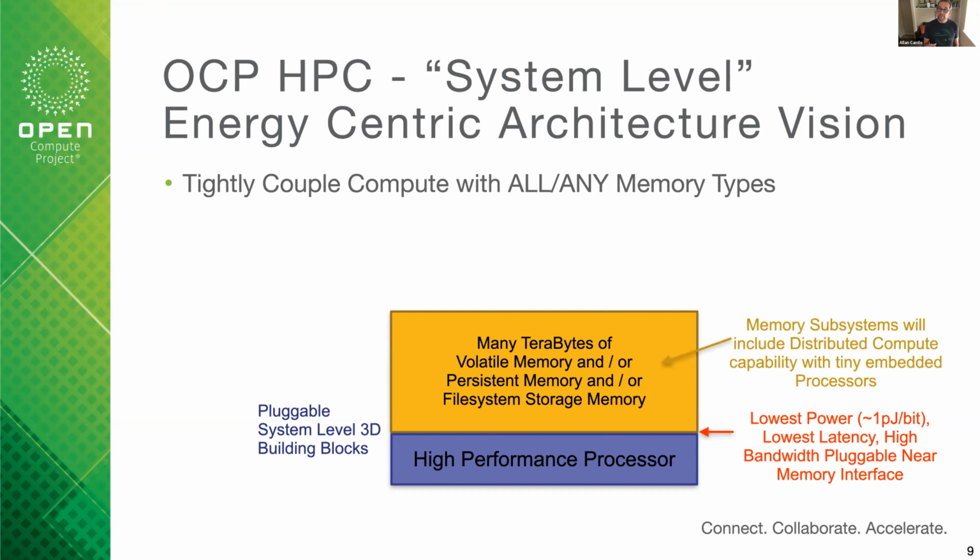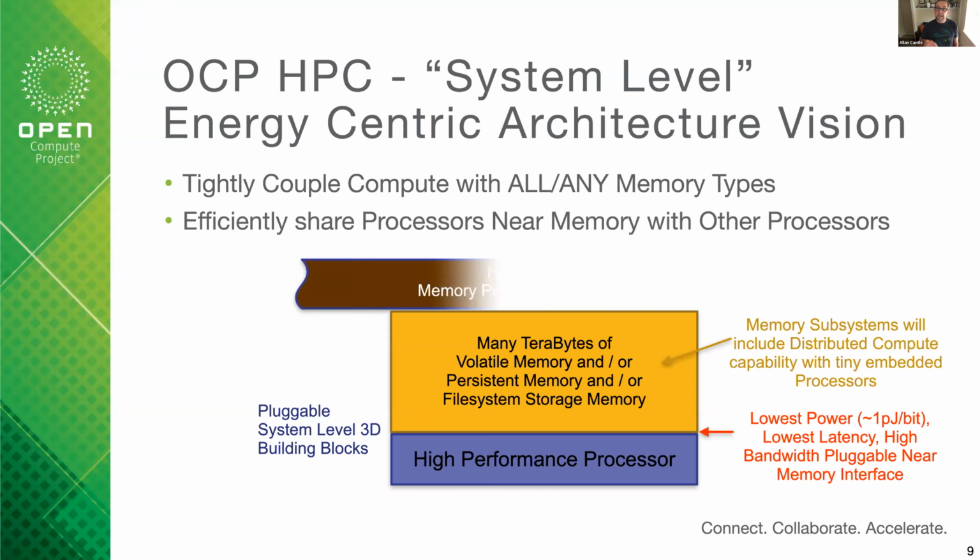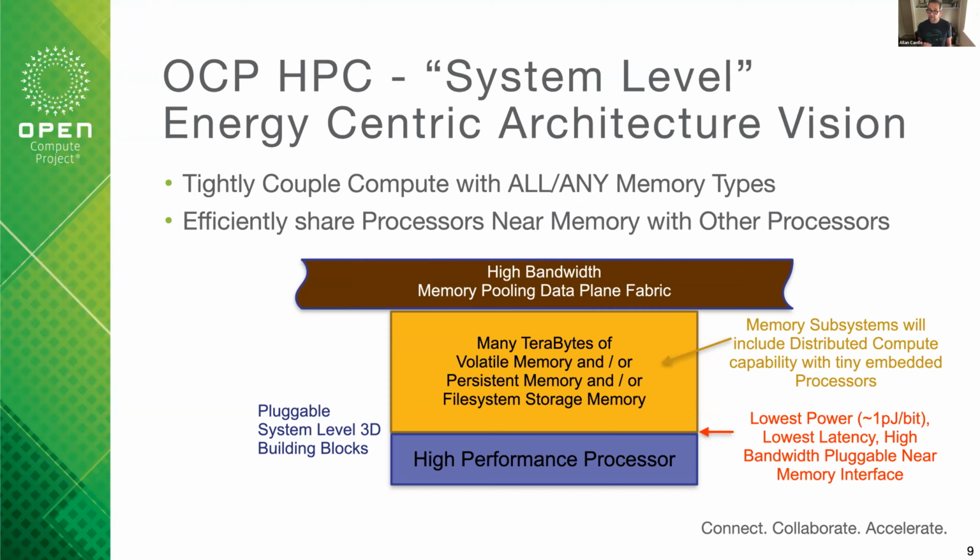Inside each of these memory devices, you would have distributed tiny little embedded processors. They can actually deal with some compute and avoid moving the data across these more power-hungry interfaces. So you're distributing the computing there. And then we want to efficiently share that processor's near memory with other processors in your system when you come to a big system. So we have a high bandwidth memory pooling data plane fabric.